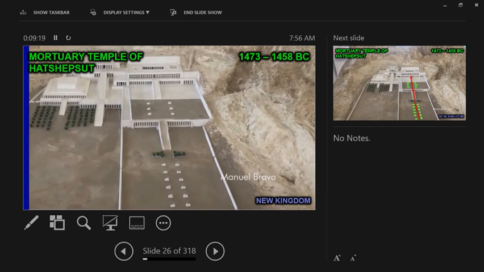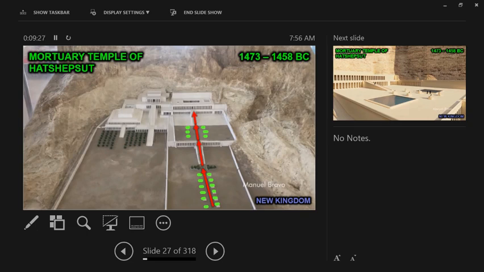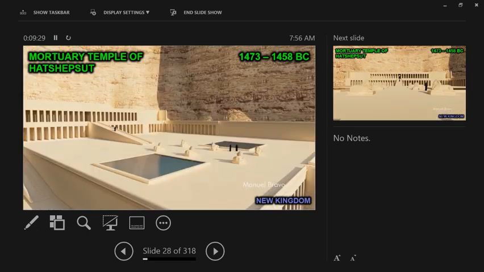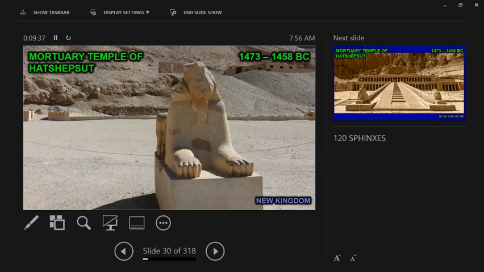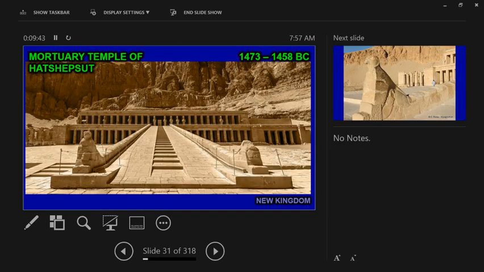I want to point out there's all these sphinxes that line the main entryway up these stairs and into the temple. There they are. Here's a computer model of what it would have looked like. And then here's what they look like now. There are 120 sphinxes at this site.